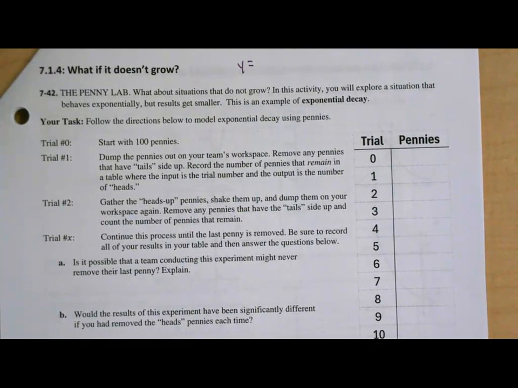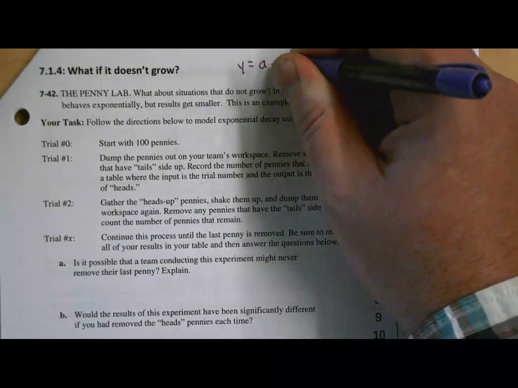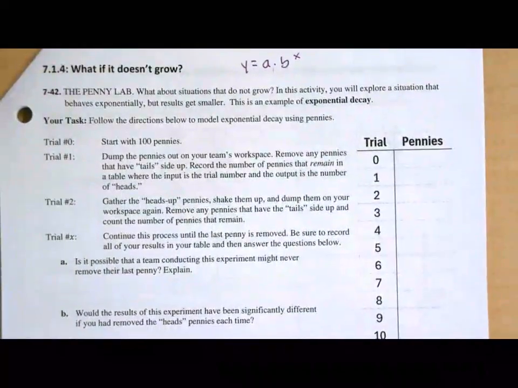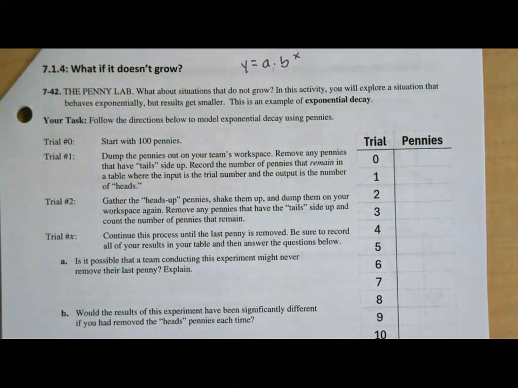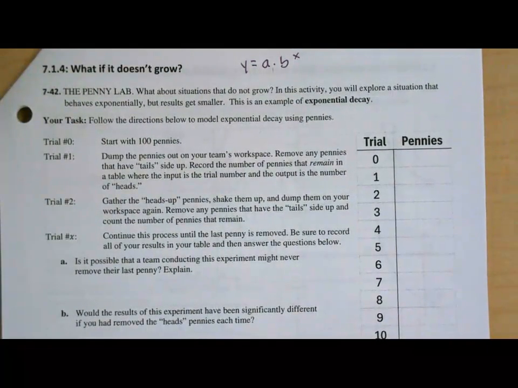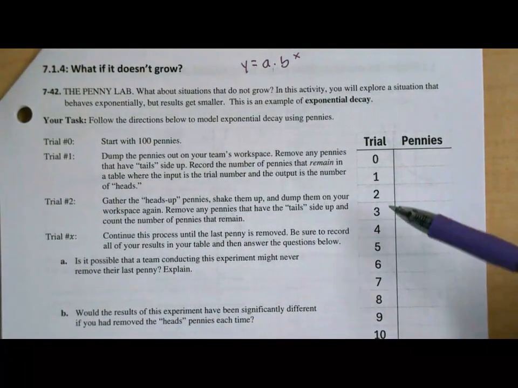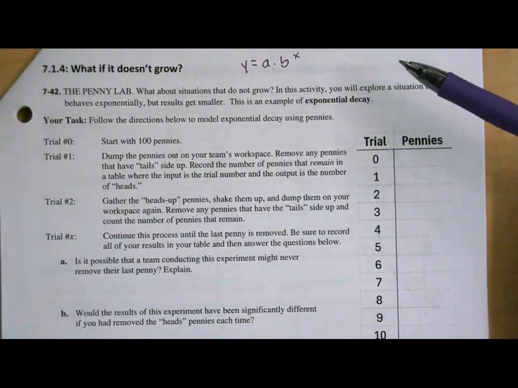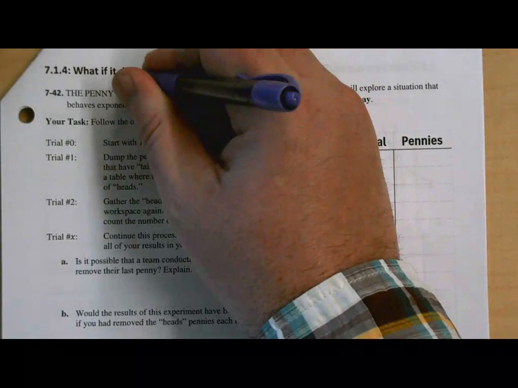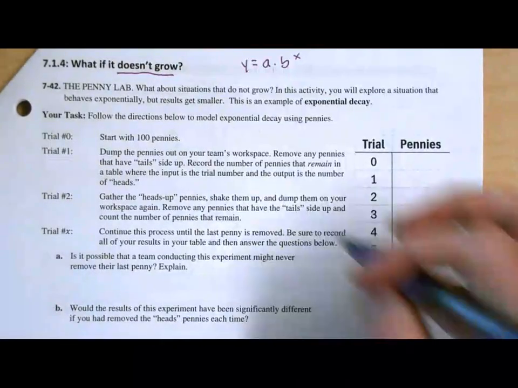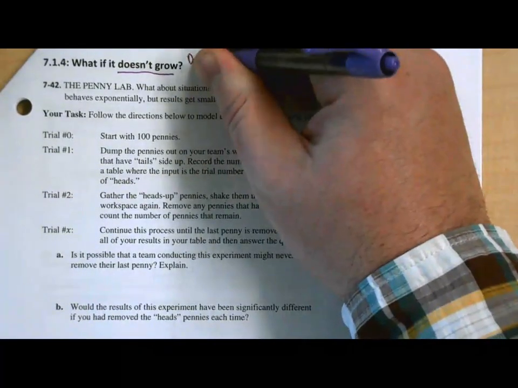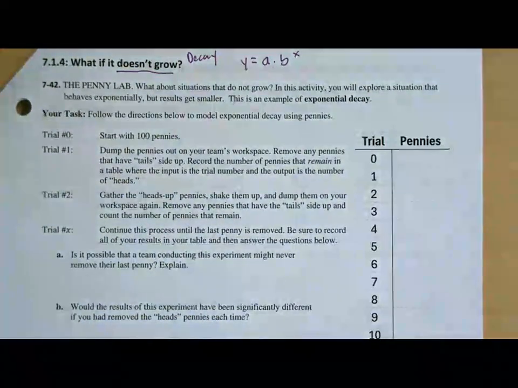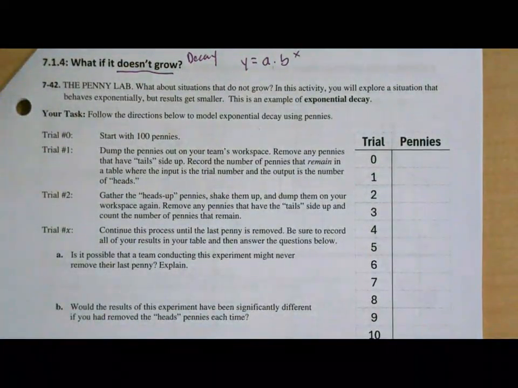Y equals a times b to the x power. Sometimes we put parentheses around the b. It really doesn't matter. All right. So we're going to be looking at an exponential situation, and I'm going to tell you, spoiler alert, this time it is not going to be growing. If something doesn't grow, we say that it decays. So we're going to be talking about exponential decay today.